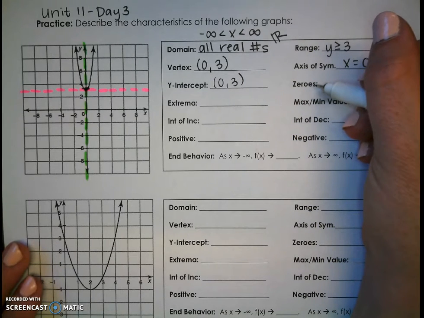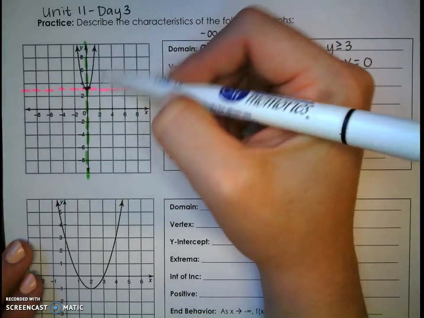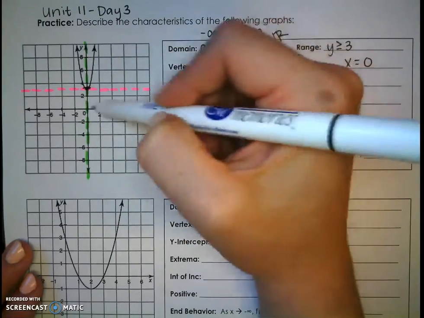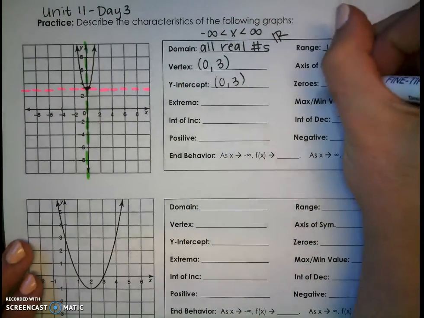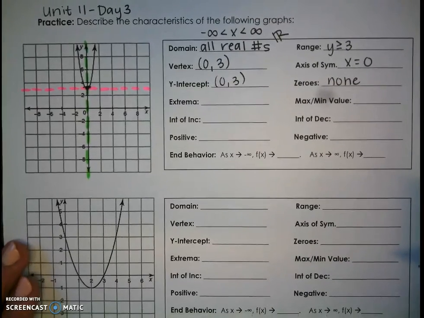My zeros are where the parabola crosses the x-axis. As you can see, my parabola is all the way up here. It's not coming anywhere near the x-axis. So for zeros here, there are none. That means there are no real solutions for this graph.